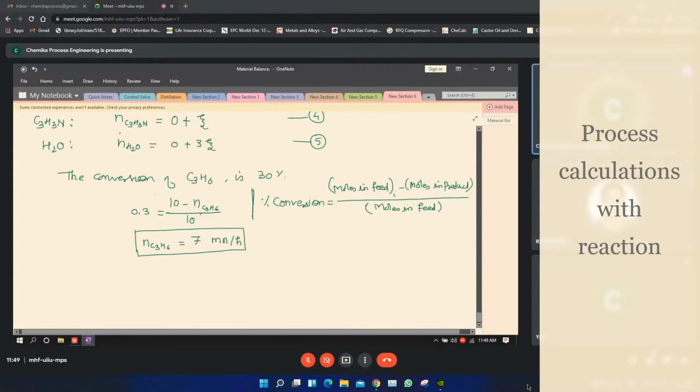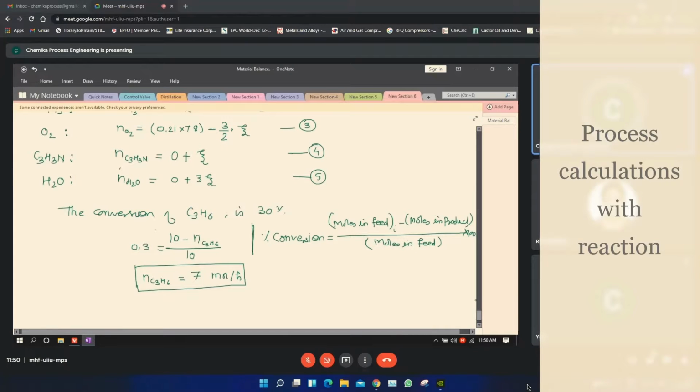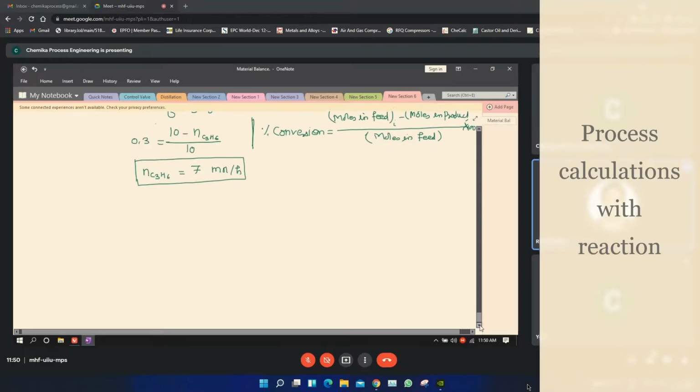For propylene, we have in the feed how much it is? 10 moles of the propylene is there. In the product, we do not know, and in the feed, we know. And this is the conversion that is given, 30%. So it will be multiplied by 100 to get the percentage. From that, we can calculate the molar flow rate of the propylene. Now, once you know the molar flow rate of the propylene, you can find out the extent of reaction. So we can use equation number 1 in order to calculate the extent of reaction.